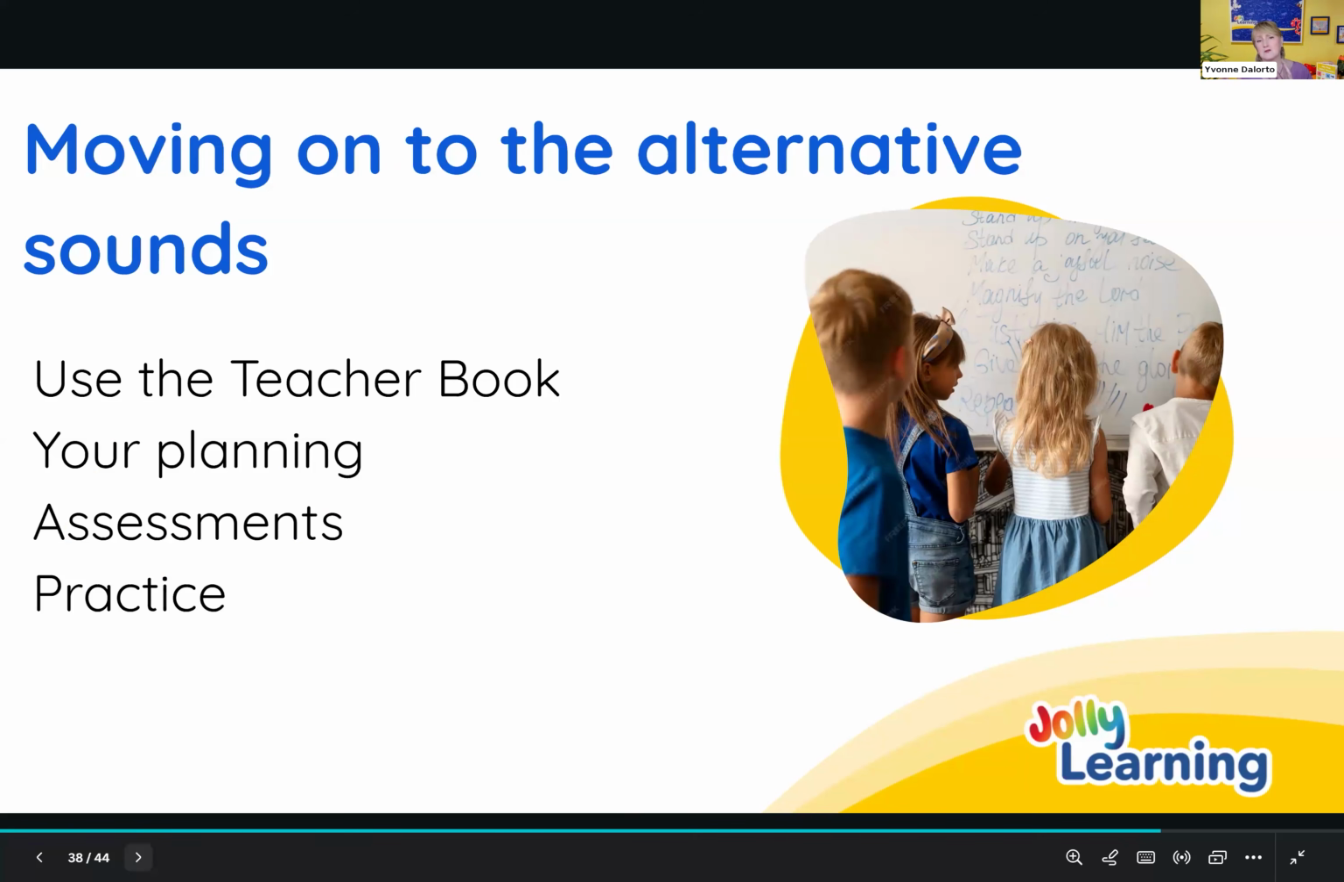That's something that is quite unique to this program: we're not telling you to go boom, boom, boom, boom, boom at a pace each day. If the majority of your class isn't getting those initial digraphs in group 4, you can revise, you can use the flashcards, you can use the games, you can use the multi-sensory approach. Not all children learn the same way.